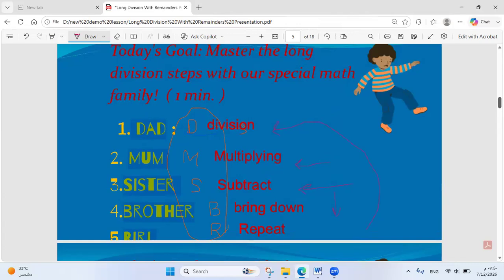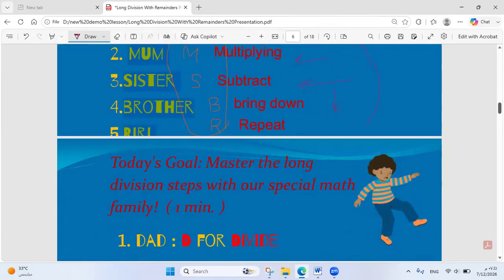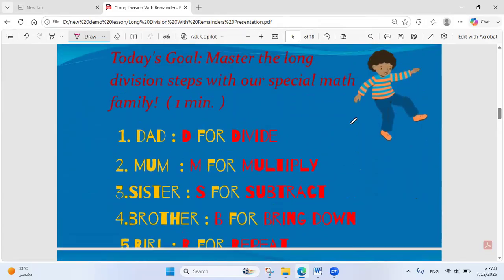Before we leave them, remember DMSBR. D for divide, M for multiply, S for subtract, B for bring down, R for repeat. You can remember them or copy them here. Divide, multiply, subtract, bring down, repeat. These are our math family in division.